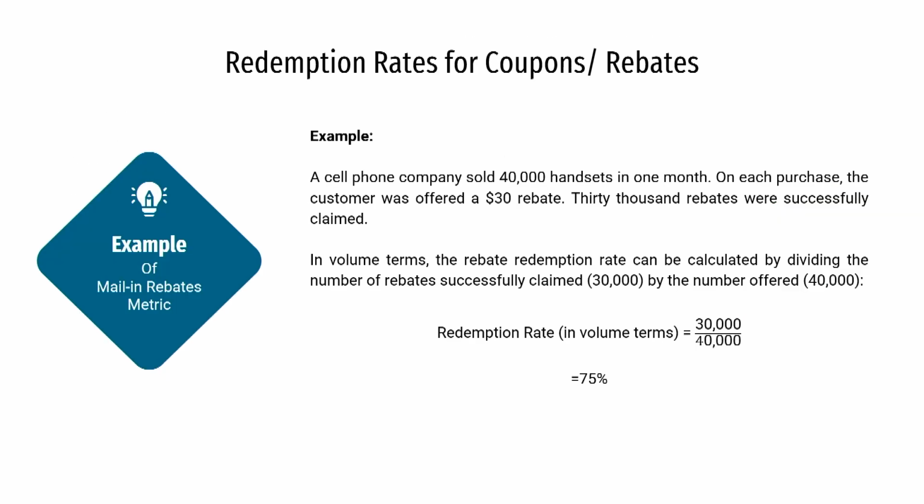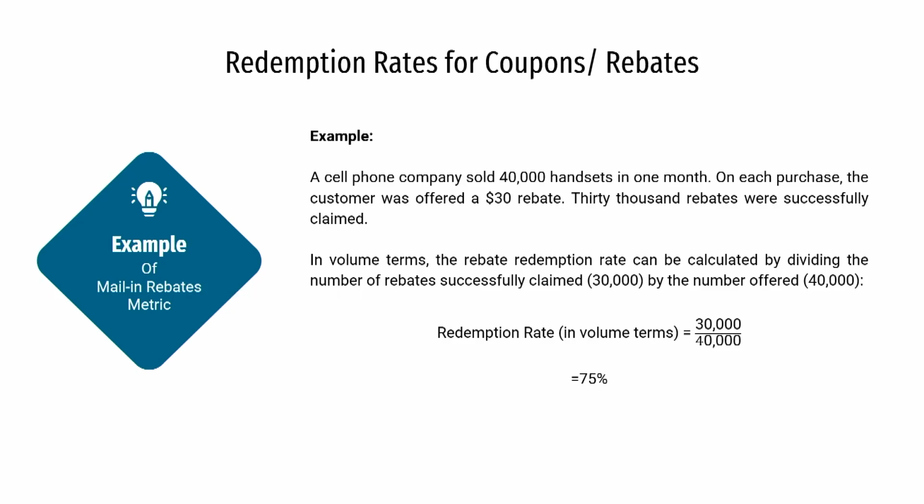Let us look into one example. A cell phone company sold 40,000 handsets in 1 month. On each purchase, the customer was offered a $30 rebate. 30,000 rebates were successfully claimed. So, what does it mean? What is the redemption rate of the rebate?